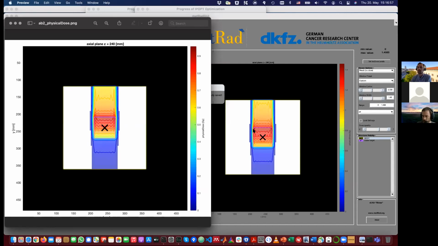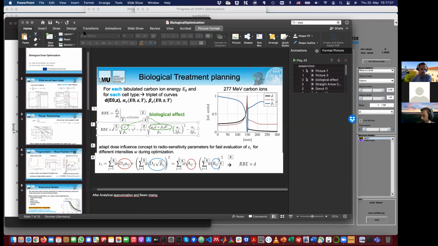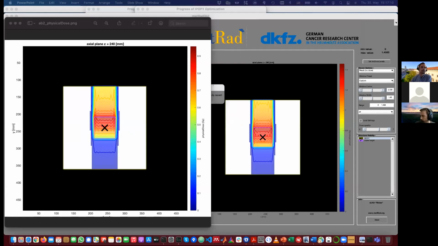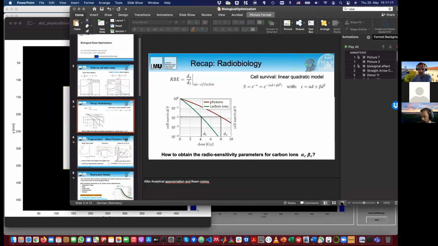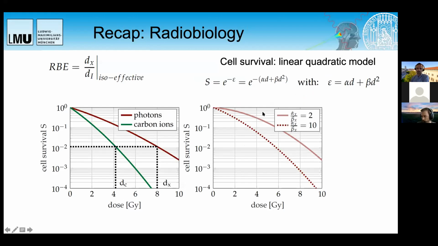And this is somewhat counterintuitive, because if we look at the photon world, so this is now, I hope it's not getting too confusing, but this is something I wanted to show you. This is this slide. So in the photon world, the alpha beta ratio of 10 actually means it's more sensitive. I need less dose compared to an alpha beta ratio of 2 to induce the same effect.